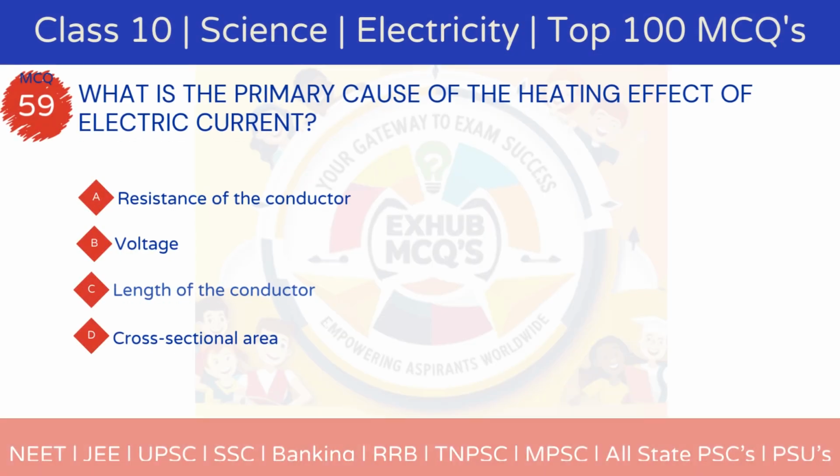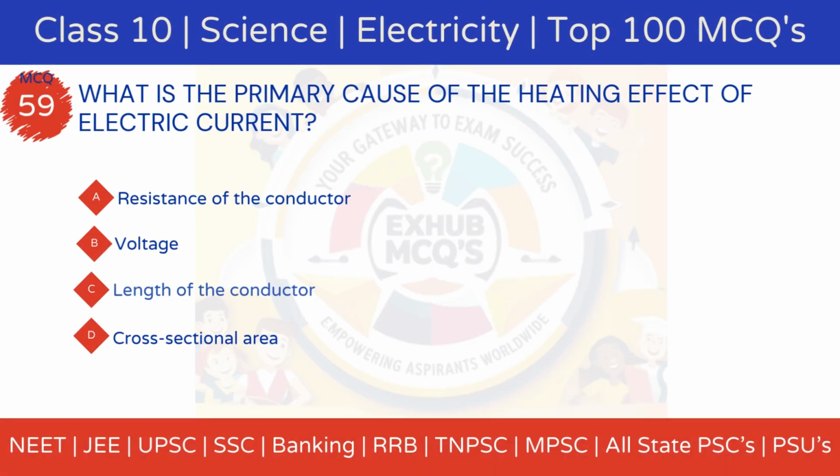MCQ 59. What is the primary cause of the heating effect of electric current? Option A, resistance of the conductor. Option B, voltage. Option C, length of the conductor. Option D, cross-sectional area.